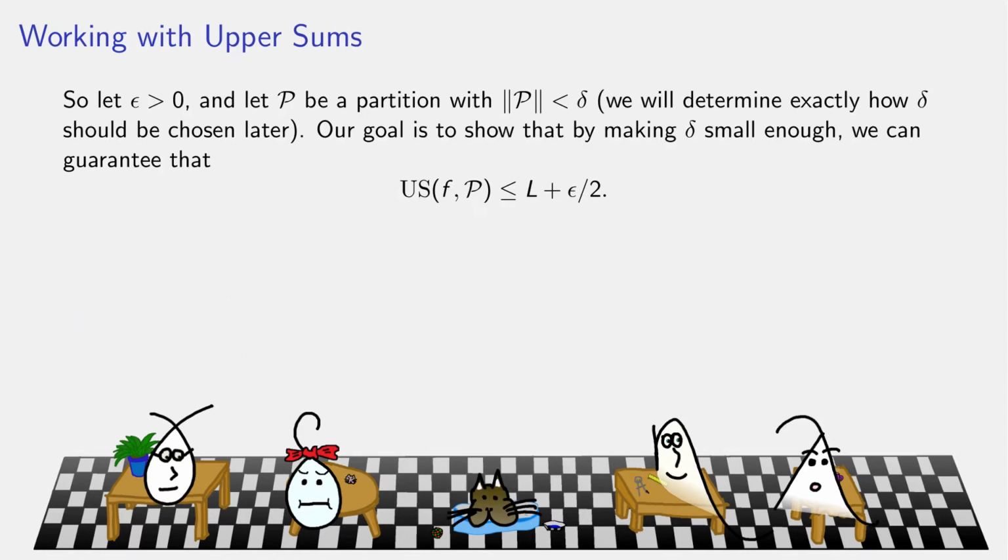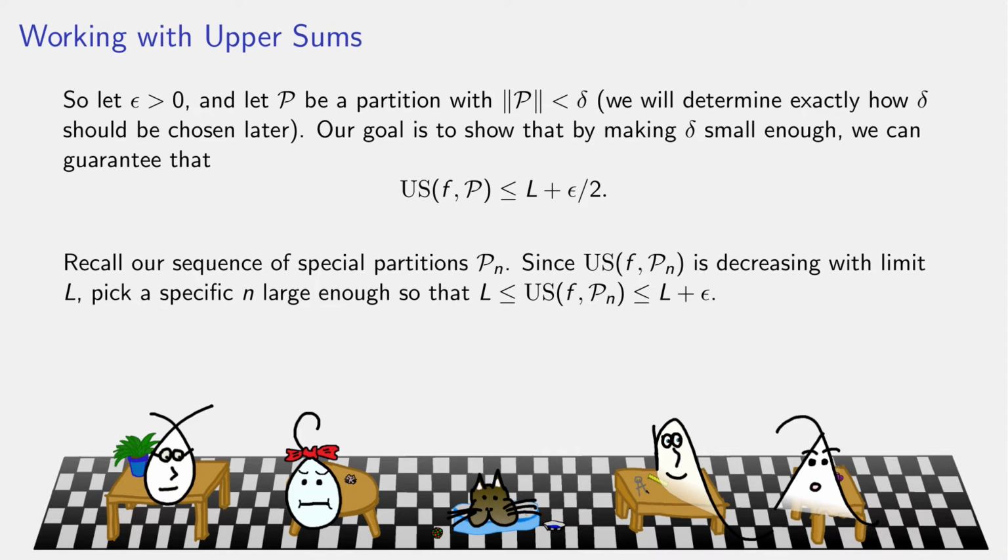Okay, all right, so let epsilon be positive, and we want to pick a partition whose norm is less than delta, which we will pick later. Our goal is to show that the upper sum must be less than or equal to L plus epsilon over 2, where L is specifically that shared limit of the sequence of upper and lower sums for a specific sequence of partitions that we got using the closed partition criterion.